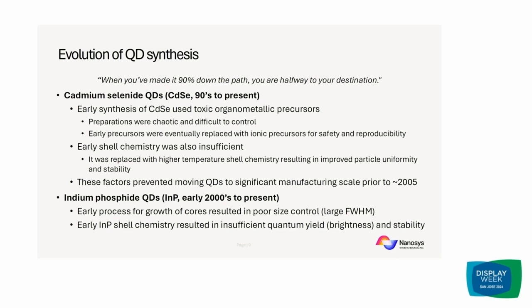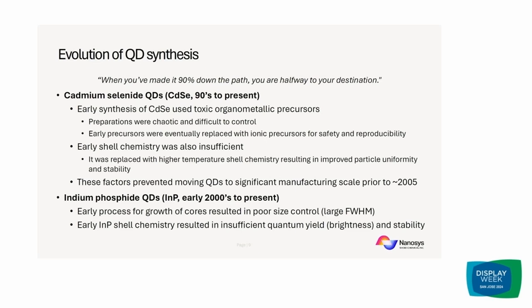So initial shell chemistries were often run at very low temperatures. So low temperatures in solution are something like 150 to 200 degrees. And it wasn't until later that these precursors were replaced with more stable precursors, which you can actually bring the entire reaction up to a higher temperature and produce improved crystalline uniformity in the system, higher quantum yields, and better particle stability.